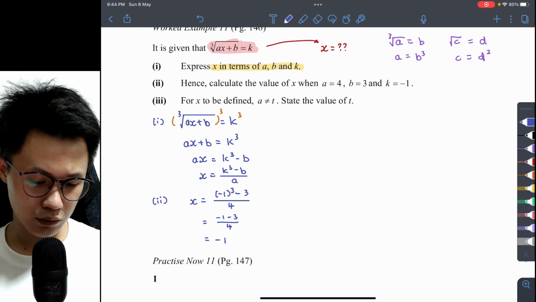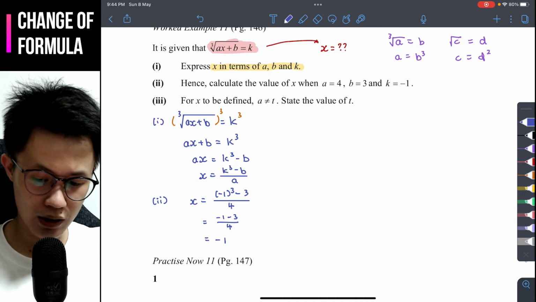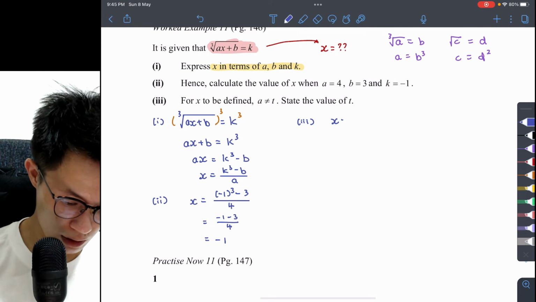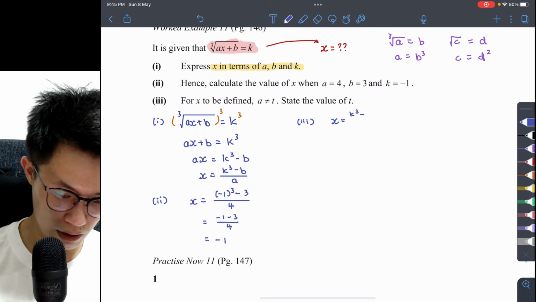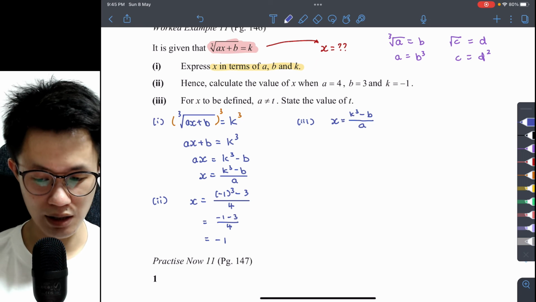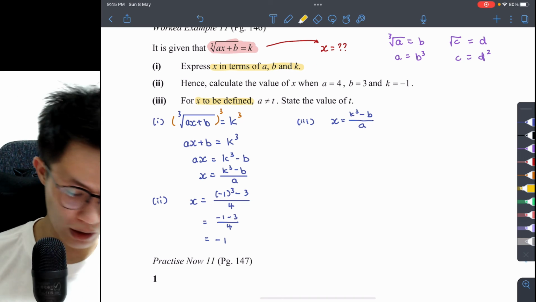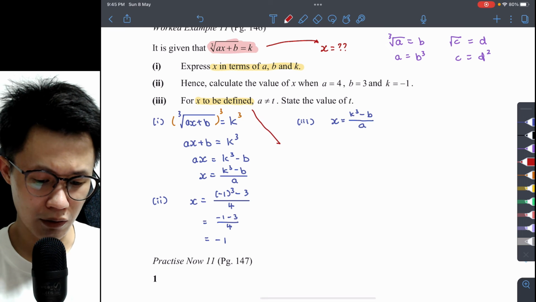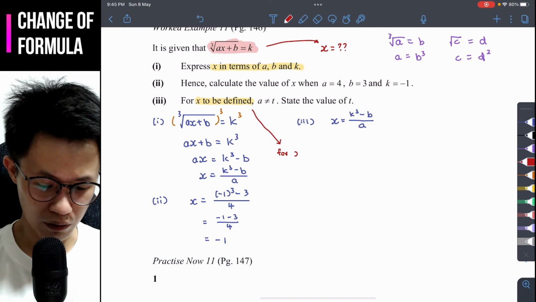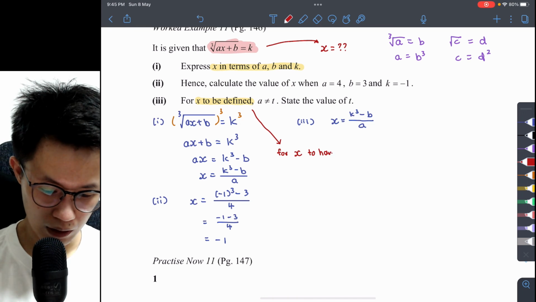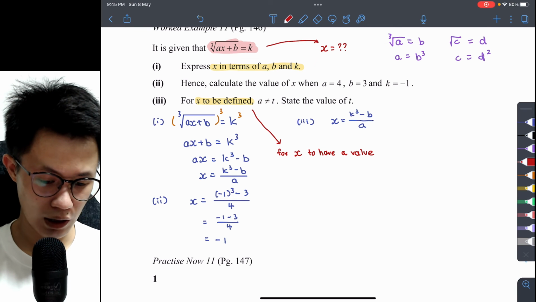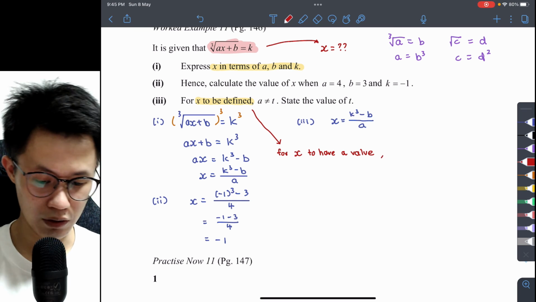Now one thing you have to understand is in part 3, because of the change of subject of formula, right here we have x is equals to k cubed minus b over a. This is a fraction, right? x is equals to a fraction now. So for x to be defined, what does this in fact mean? What does this whole sentence mean? For x to be defined, that means in layman terms, it simply means for x to have a value. Okay, for x to have a value, a must be not equals to a certain value t.